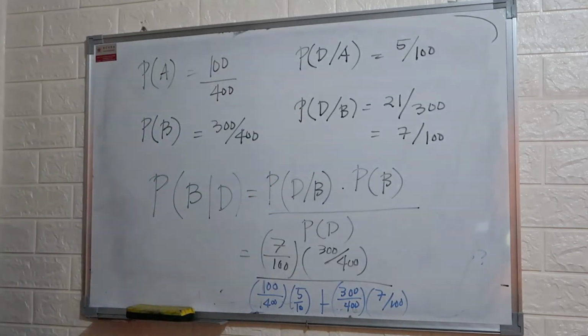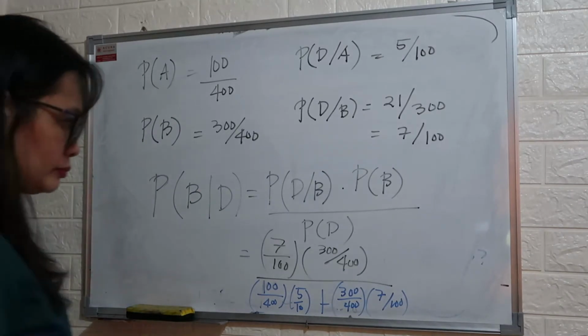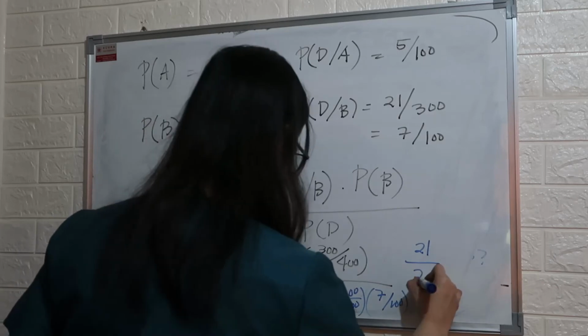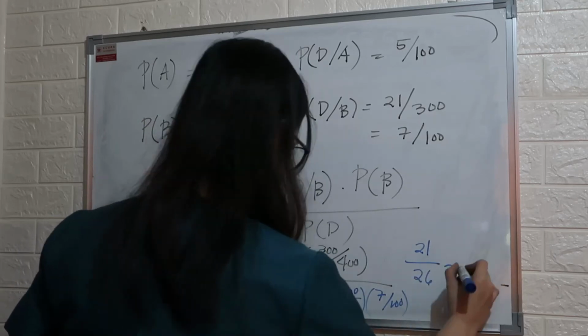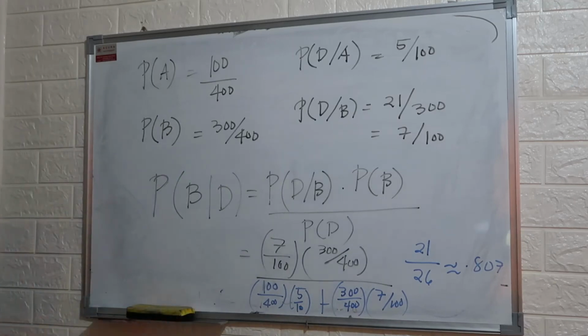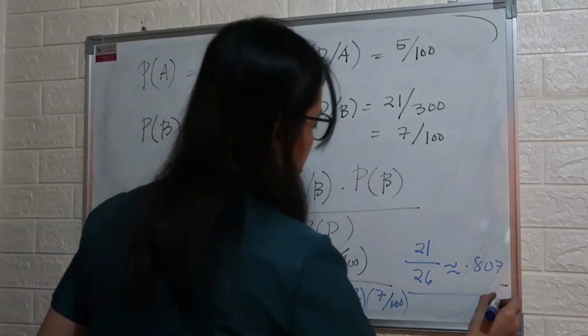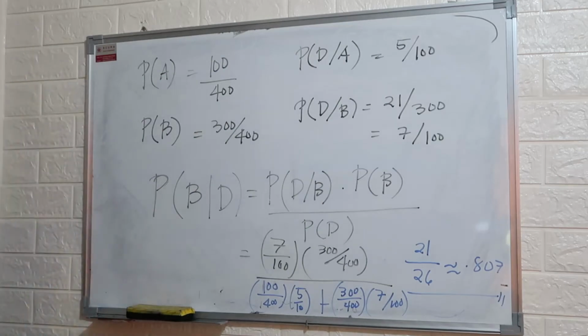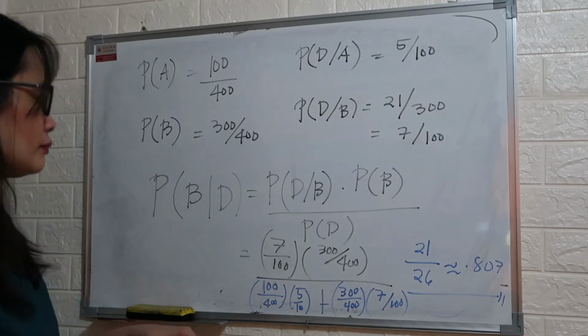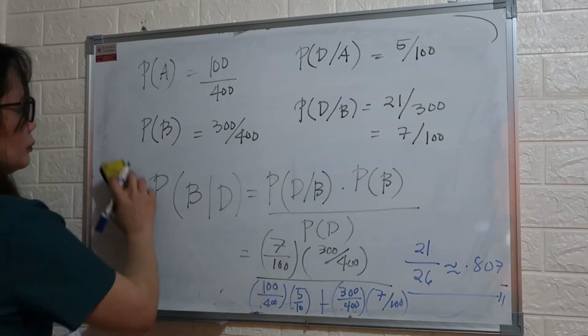Okay, so therefore the answer is 21 over 26. The equivalent of that one is 0.807. Okay, 0.807. Okay, next example.